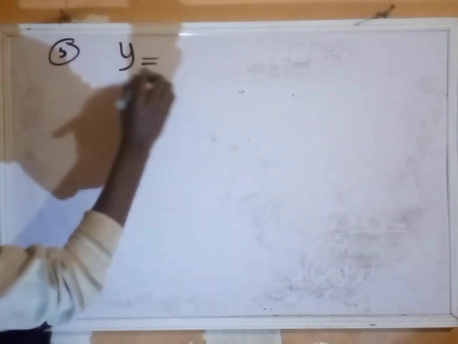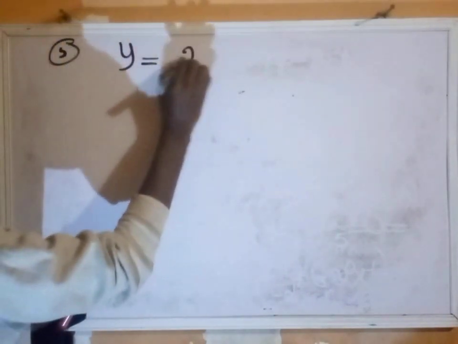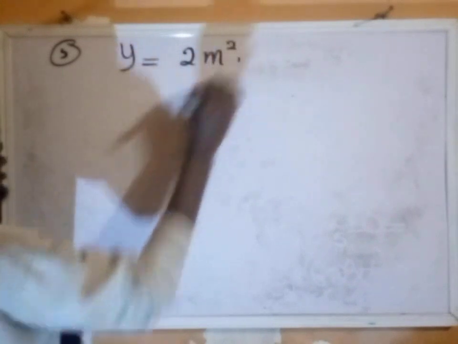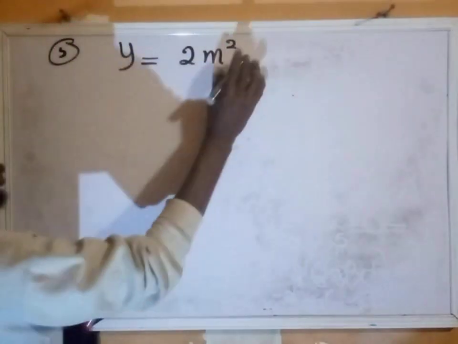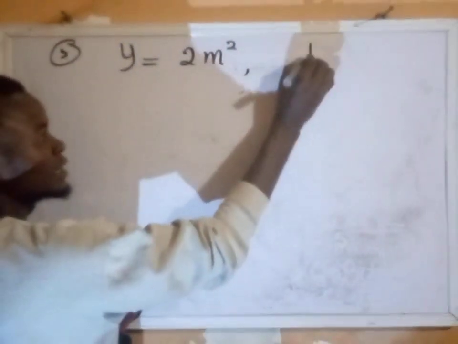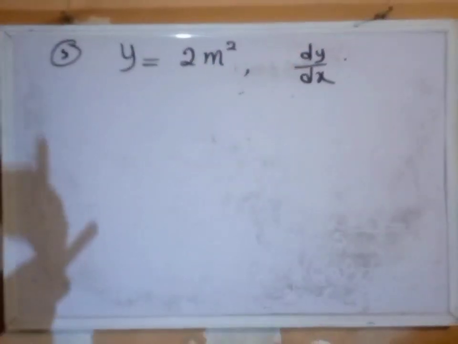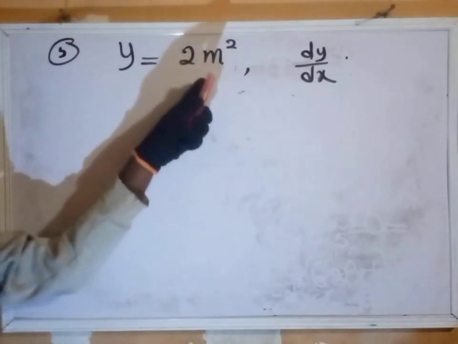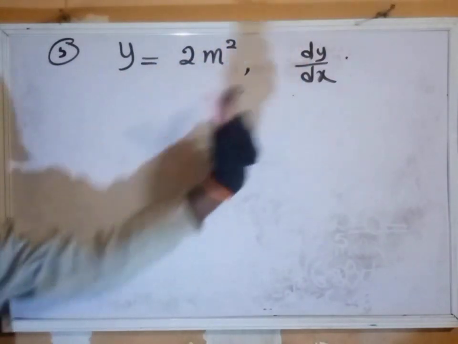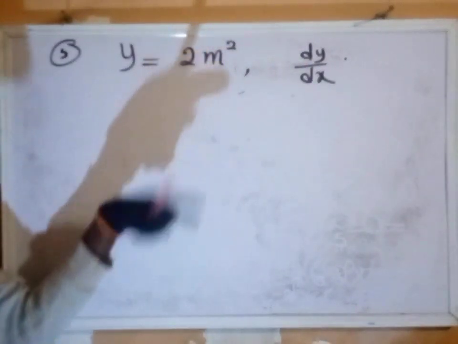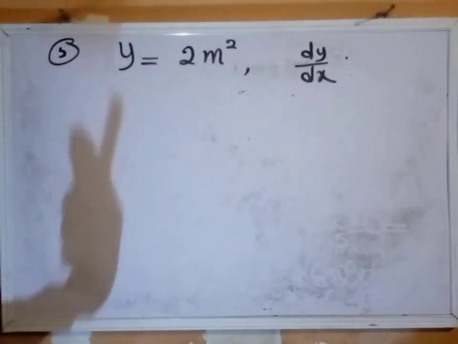So to do that, it's very simple. So just follow this step. Let's say you are given y equals 2m squared. Then the question says find dy/dx. But the function given here is in m, not x. So automatically this m serves as the constant value.